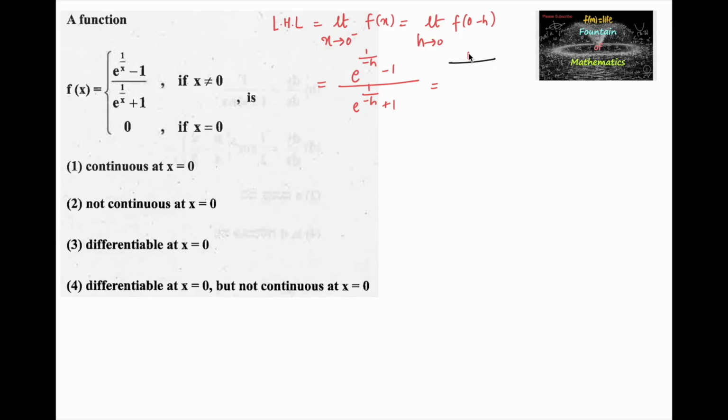To check the continuity of this function, let us consider left hand limit at x is equal to 0. Limit x tends to 0 minus f of x, we can write limit h tends to 0, f of 0 minus h, which is equal to e to the power of 1 upon negative h minus 1 divided by e to the power of 1 upon negative h plus 1. So we can also write this as 1 upon e to the power of 1 by h minus 1 divided by 1 upon e to the power of 1 by h plus 1, where the limit h tends to 0.